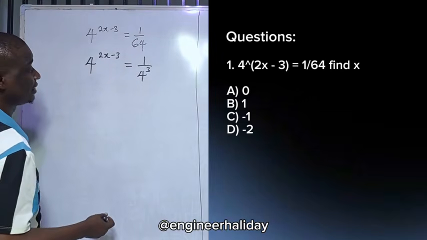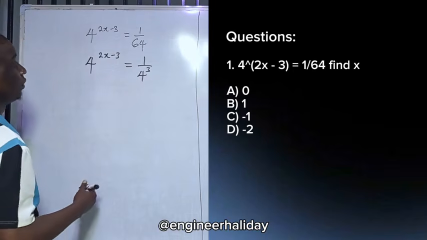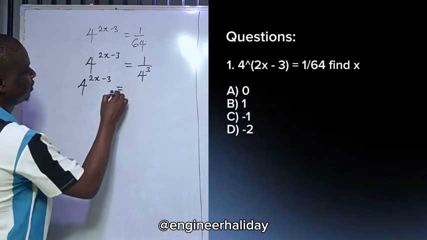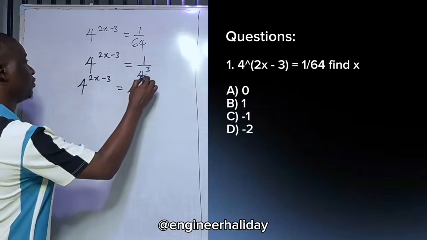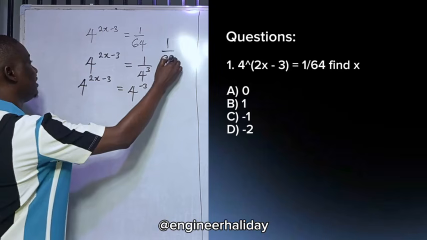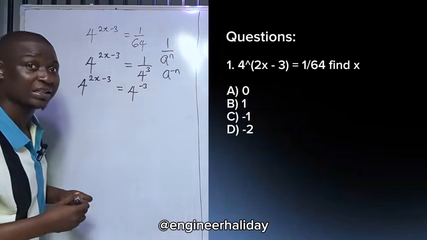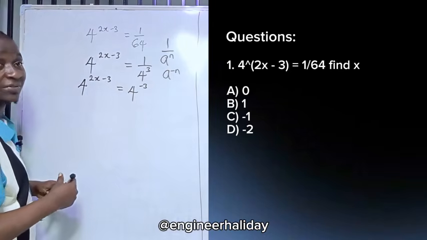4 times 4 is 16. 16 times 4 is 64. So we can write it as 4 raised to power 2x minus 3 is equal to 4 raised to power minus 3. Don't forget that 1 over a raised to power n is the same as a raised to power minus n. Indices, you did that one in SS1.